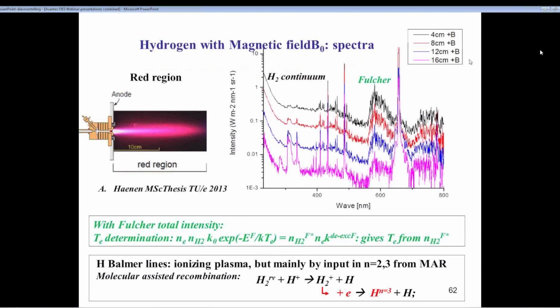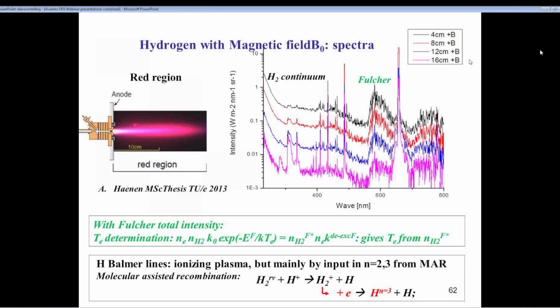And now we first treat the ionizing plasma in molecular hydrogen at low pressure with magnetic field. And here is the spectrum. This is in fact two spectra, one from 200 to 400 nanometer and one from 400 to 800. You see clearly the H-alpha, H-beta, H-gamma and H-delta lines. The top curve is close to the source, and the pink curve is further away. It is 4, 8, 12, and 60 centimeter from the source.